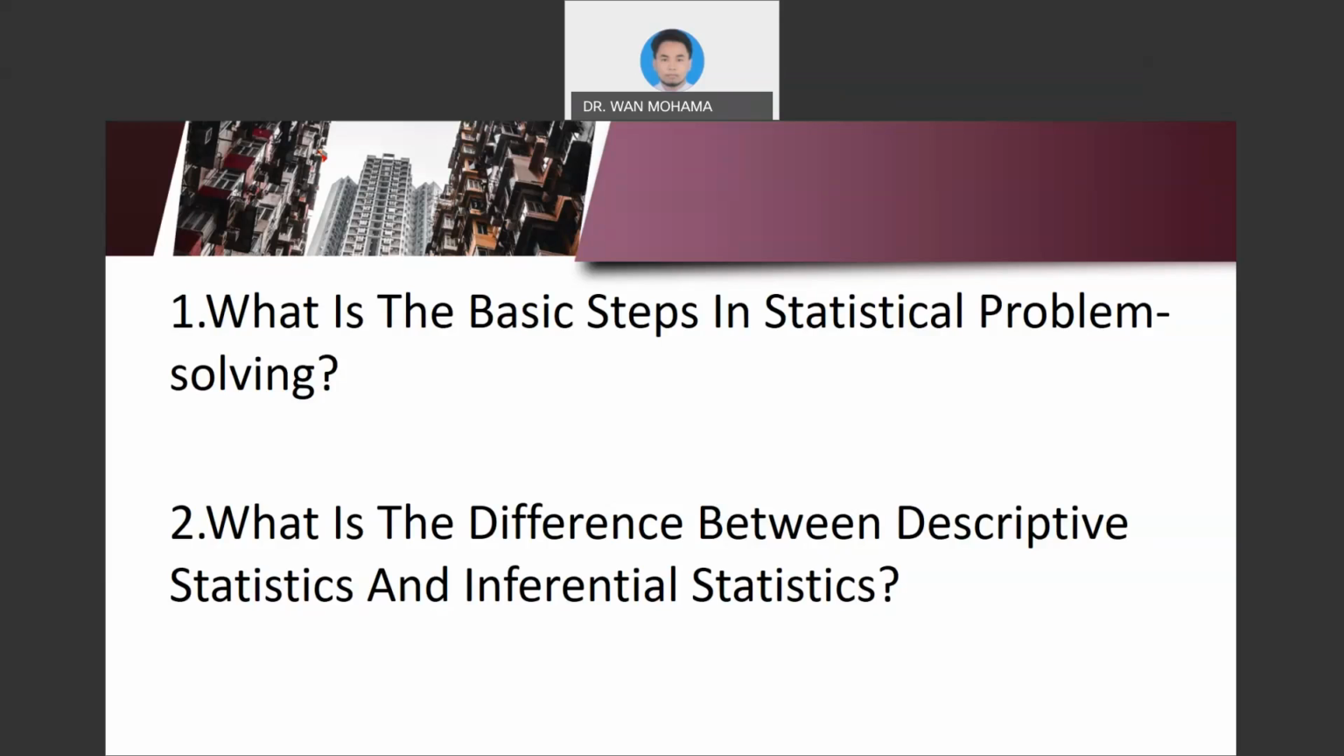For example, if you have a problem with online learning, what you need to know is: what is the solution? Before you get the solution, you have to identify what kind of research problem you have. For example, with the online learning problem, you have to identify which factor is most affecting online learning. So you have to decide.